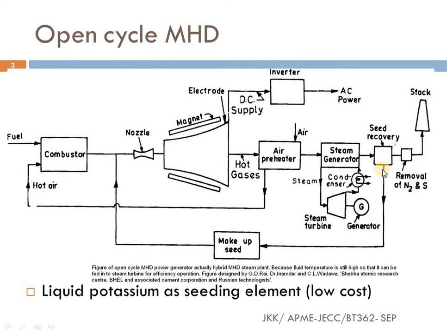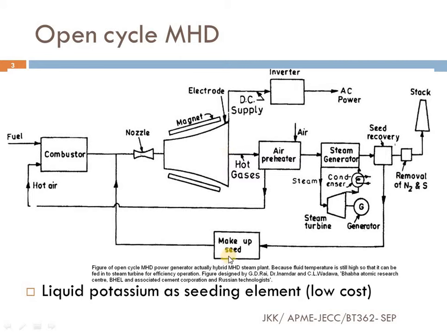So what is this seed? Normally liquid potassium or cesium is given as the seeding element in this particular system. Normally potassium is used because it is a low cost seeding material. So what is the purpose of seeding? I said initially that this hot gas is a conductor, because at ionization temperature gases become conductors. But to increase the conductivity, we can add some other elements. That type of elements is called seeding elements.